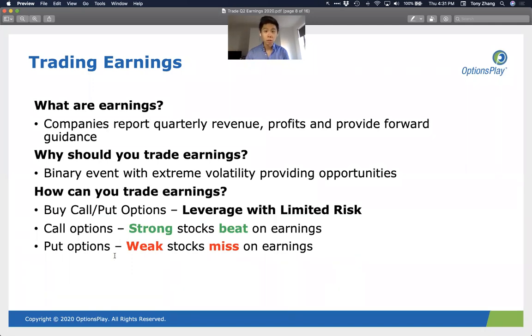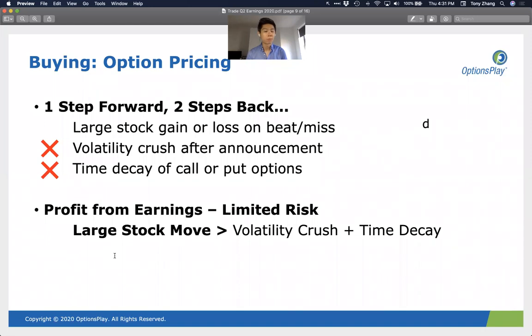So we're going to talk a little bit about each one of these strategies, but before we look at the strategies themselves, what I want to first review, and this is one of the most important lessons that I think everyone needs to learn before you can trade options, is understanding how options pricing is affected by an earnings announcement. So whenever we're talking about buying an option, buying an option means we're either buying a call or buying a put.